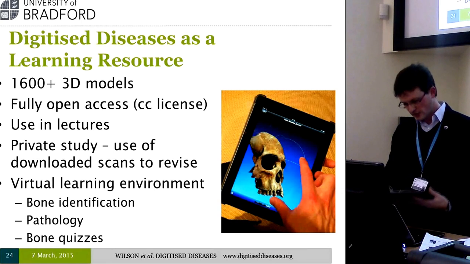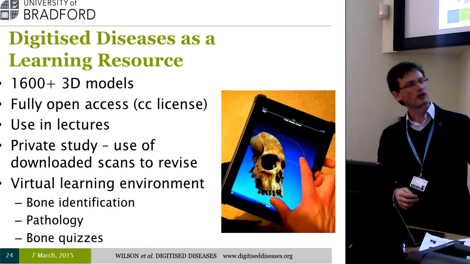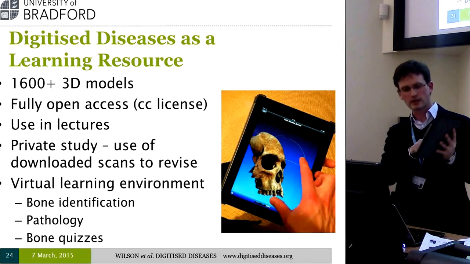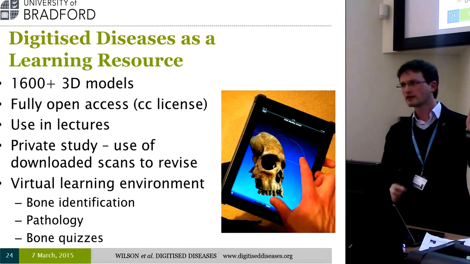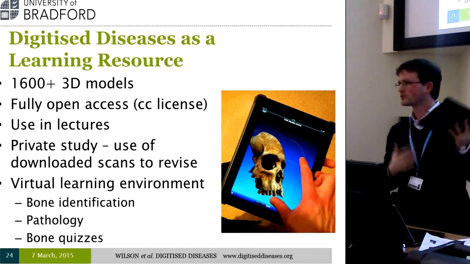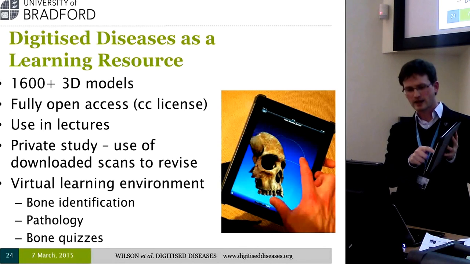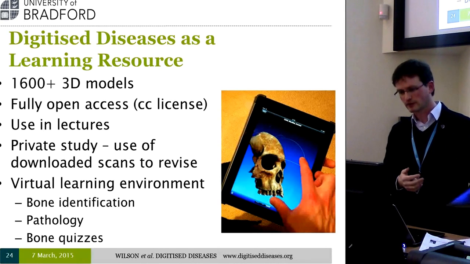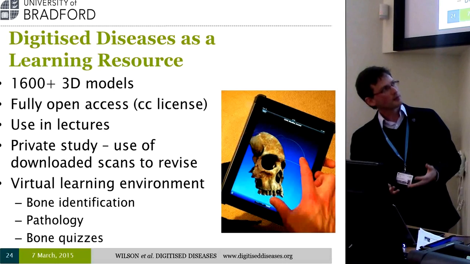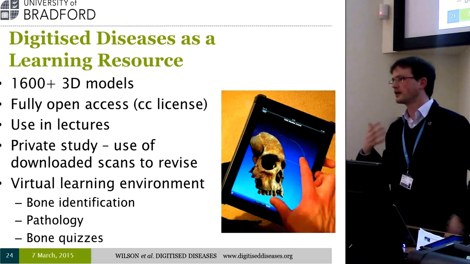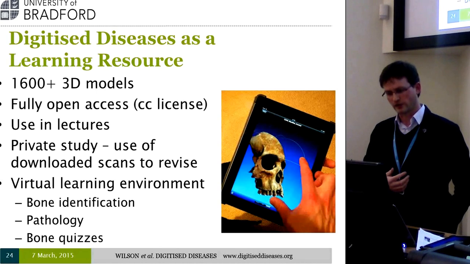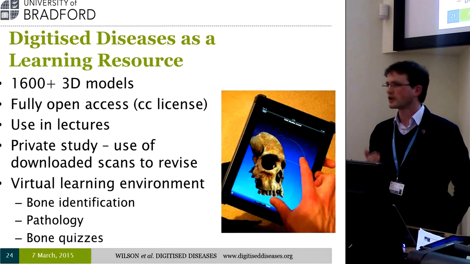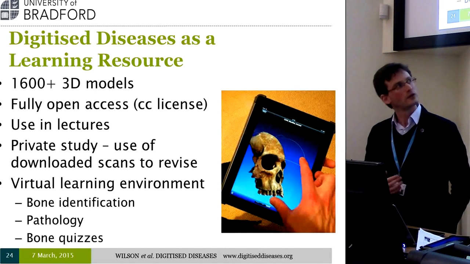So, of course, as a learning resource, it's really important. We see it as something that, of course, is valuable for students to actually take away with them, to be able to manipulate and understand in three dimensions those specimens. It's something that, of course, JISC were really keen that we made openly accessible and freely available. So we were using Creative Commons licensing to serve these 3D models.